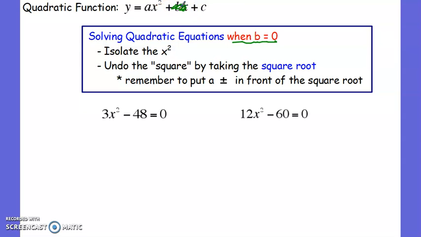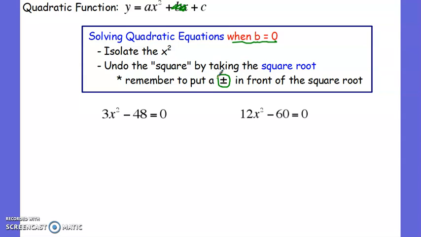When we get rid of that middle term, all we have to do is isolate the x squared, and then we can undo that equation by taking a square root. Don't forget that plus or minus. We're going to get two separate answers. So let's try that down here on both of these equations.